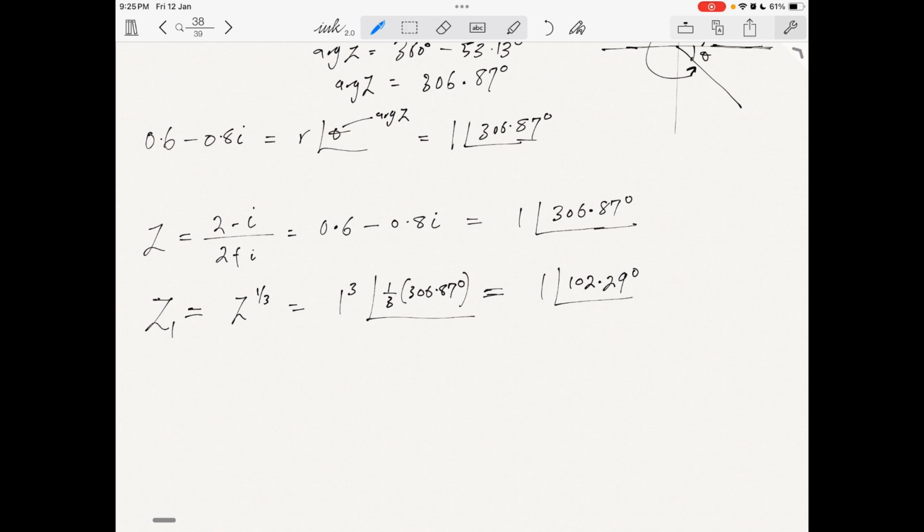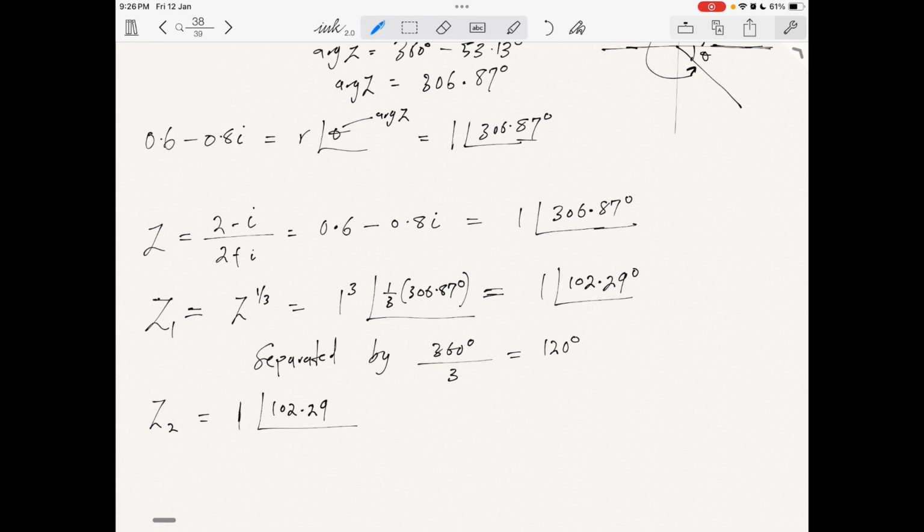Now since we are dealing with 3 roots, by how much are they separated? They are separated by 360 degrees divided by 3, and that will give us 120 degrees. If it is 4 roots, they will be separated by 360 degrees divided by 4. If it is 5 roots, each root will be separated by 360 degrees divided by 5. So we can evaluate the second root now. The second cube root is separated from the first cube root by 120 degrees.